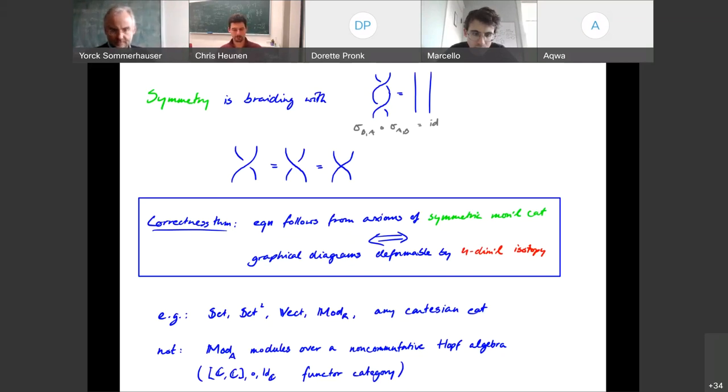Something that's not even braided in general is if you fix your favorite category C and look at endofunctors on that category. But I haven't mentioned what functors are, so I don't want to say much more about that. All right, that's all about braided and symmetric categories.